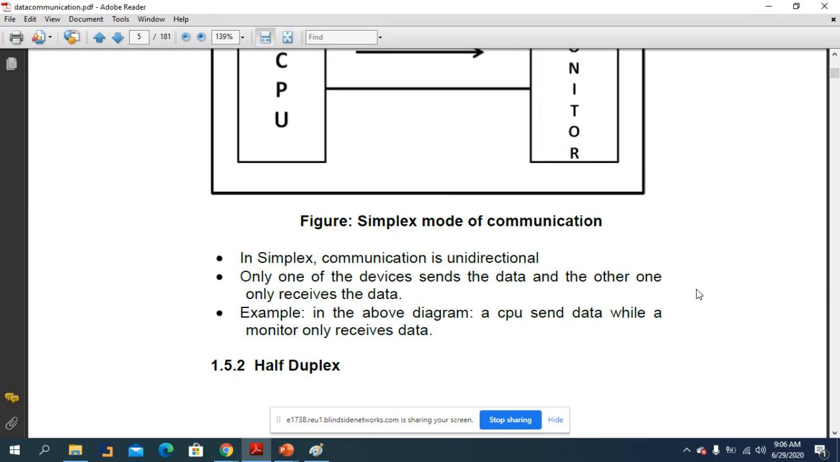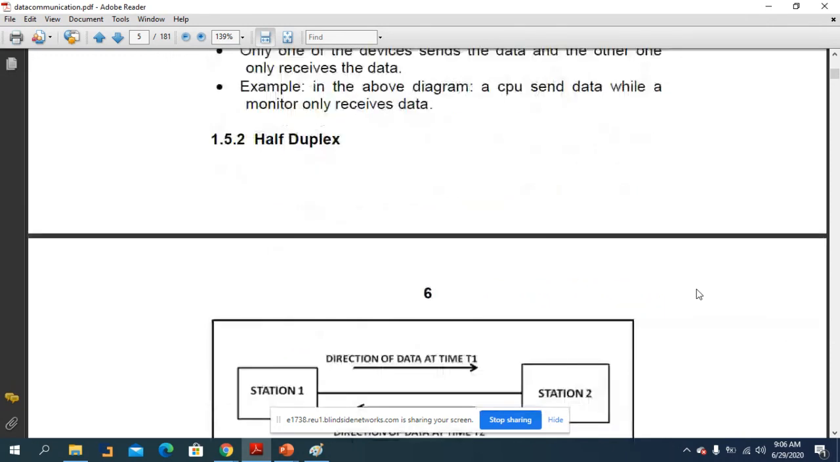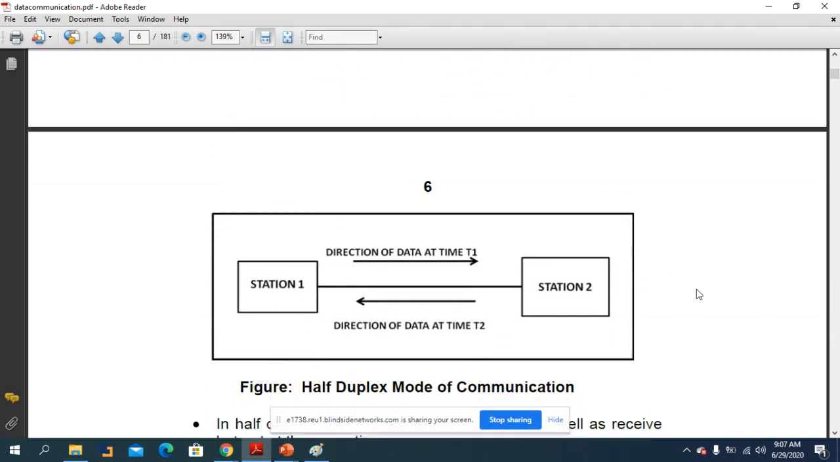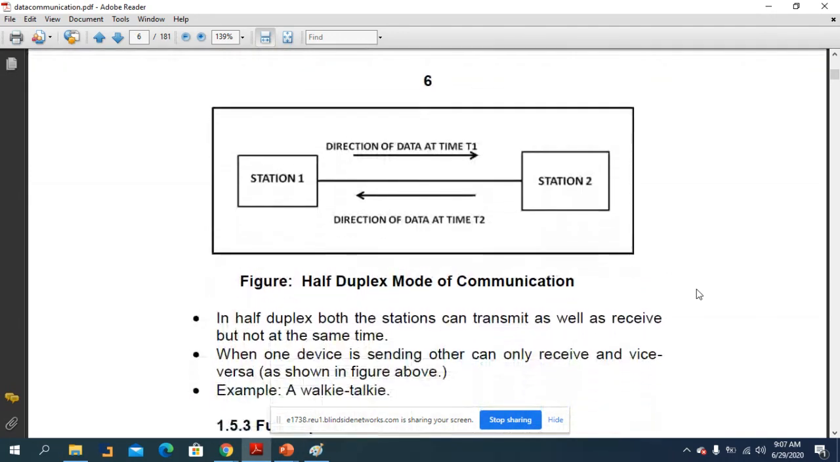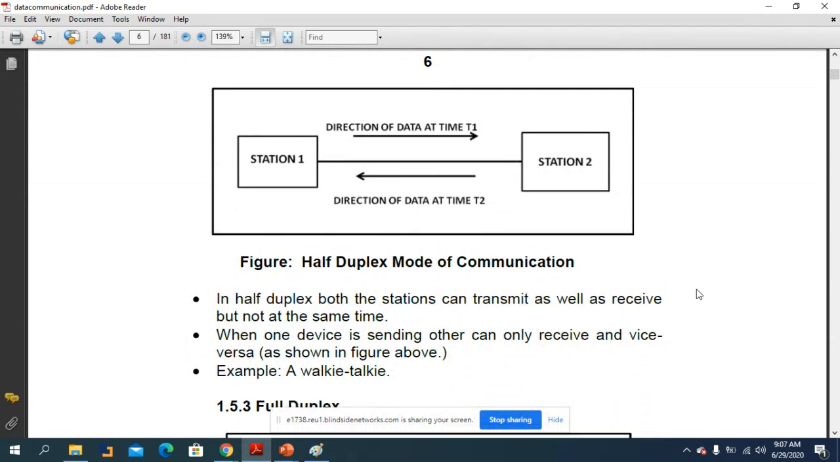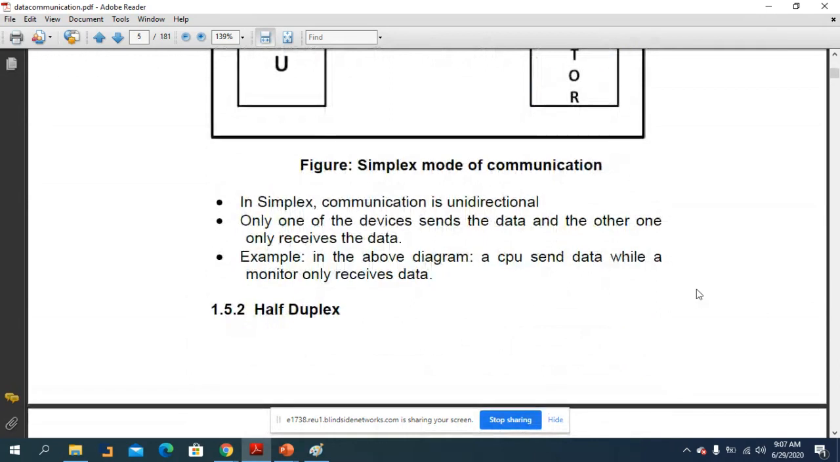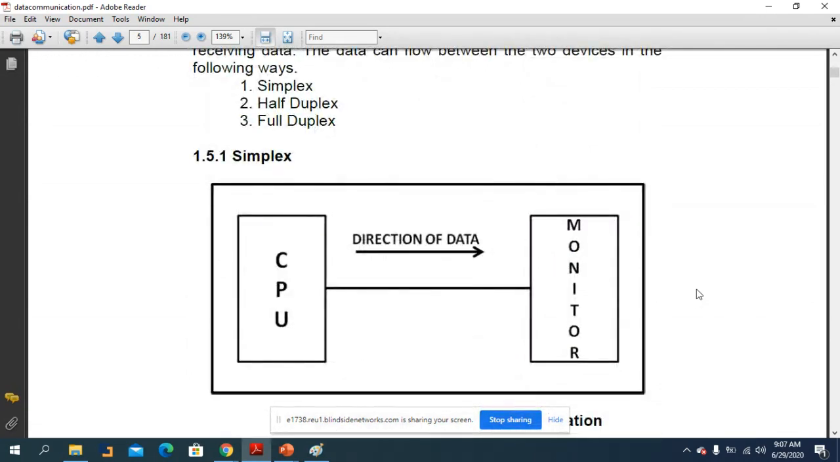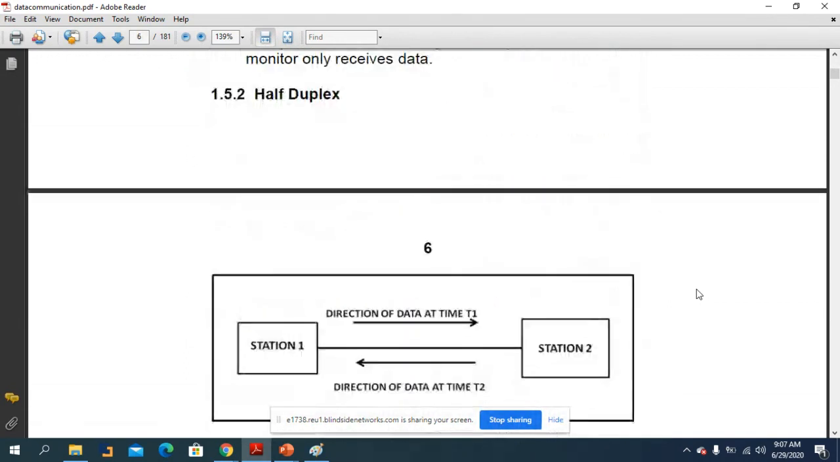Then the next one is half duplex. In a half duplex, you can say it is a two-way communication. You can say it's a bidirectional communication. But in this case, we have some difference with the first one. When you use the first one, simplex, it's one way. You cannot get back to the CPU. If the CPU has already sent data, that is the end. But when you look at this, you have two-way. When station A has sent the data to station B, station B can still send back to station A.